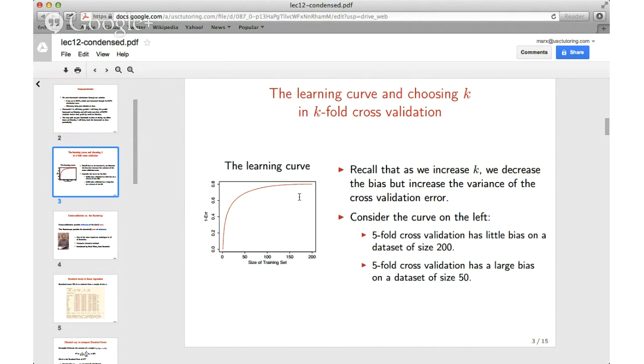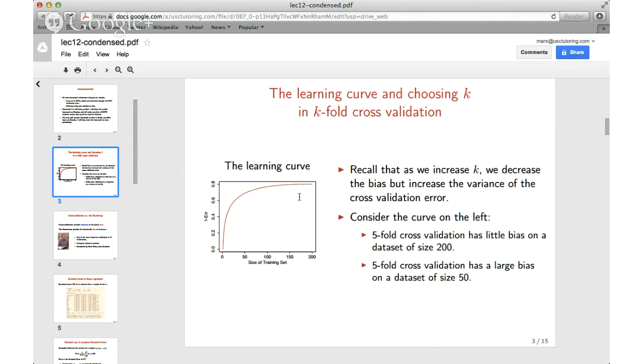So in k-fold, if you go from k equal to 1 to k equal to 10, you will be increasing and decreasing the bias and variance, right? So look at this plot. Say the size of the training set is 200, and you decide to do a 5-fold cross-validation. So 5-fold means you're taking those 200 samples and splitting them into 5 buckets. How much will each bucket have?